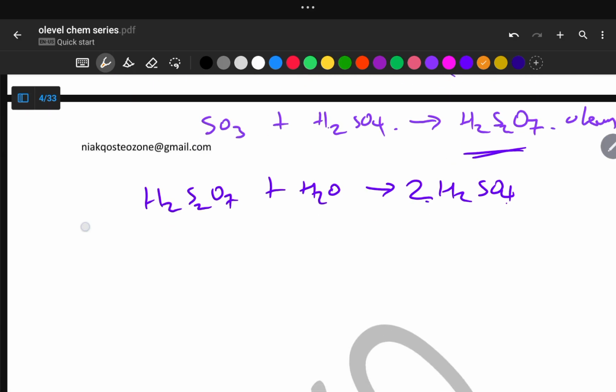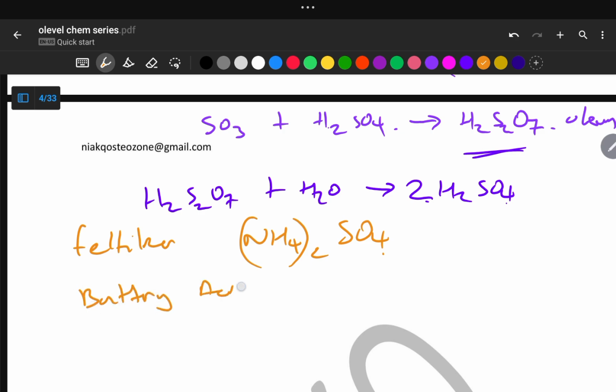Sulfuric acid can be used in the manufacturing of fertilizers, like ammonium sulfate, and as an electrolyte in batteries, such as the lead-acid accumulator. We explain this in electrolysis, electrolytic cells, electric cells. We can also use sulfuric acid in the manufacturing of detergents, paints, plastics, explosives, and synthetic fibers.